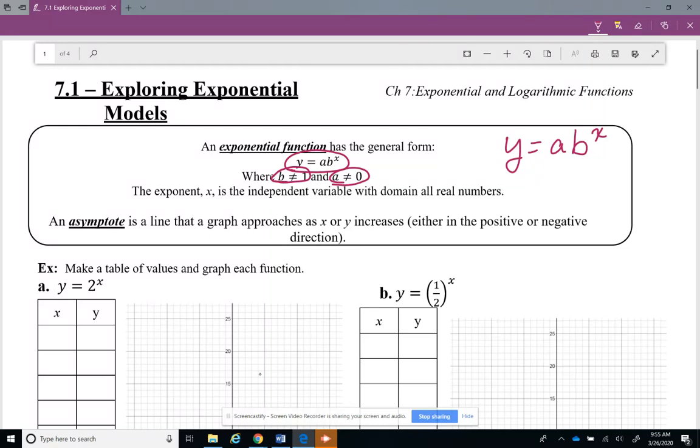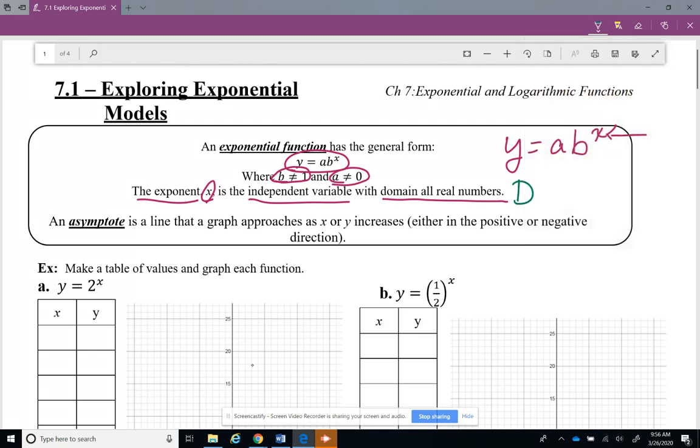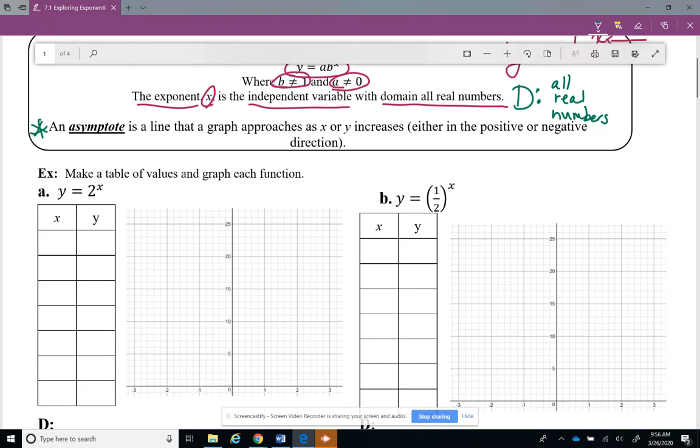All right, let's talk a little bit about this x up here. The x is the exponent. It is also the independent variable. It's the input. It's the domain. The domain is going to be all real numbers. So I want you to write this, because if you write it, you'll remember it. Domain is all real numbers. All right, we're going to talk about this last sentence after we do an example. So let's do an example.